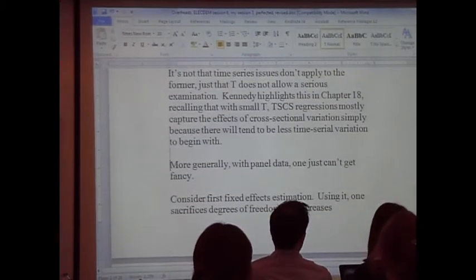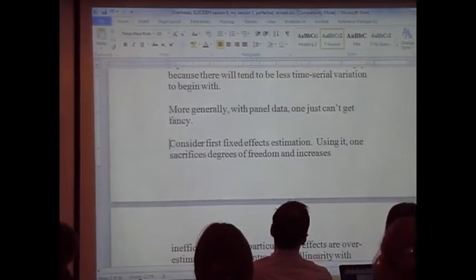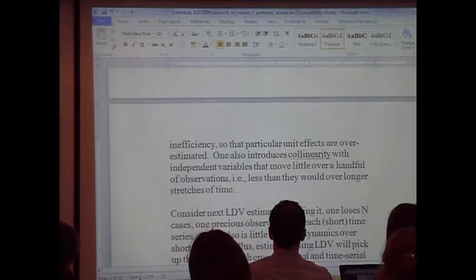I think the story on panel data, the way I like to emphasize it, is you just can't get very fancy. So if you're dealing with small T, just be really careful. You just don't have the room, right? You consider fixed effects. We've already talked a little bit about it. You sacrifice degrees of freedom to increase efficiency. You way overestimate unit effects as a result, right? This is not uncommon. Why? Because you pick up nothing else. You're picking up measurement error, right? Sample error. This is not uncommon.